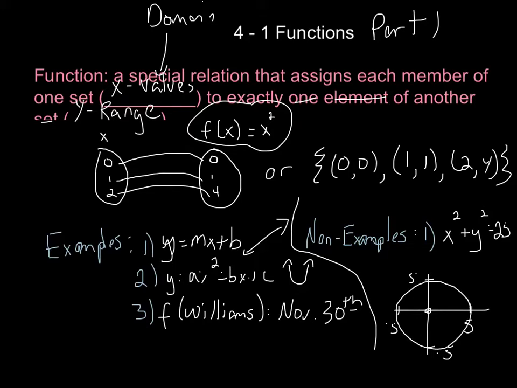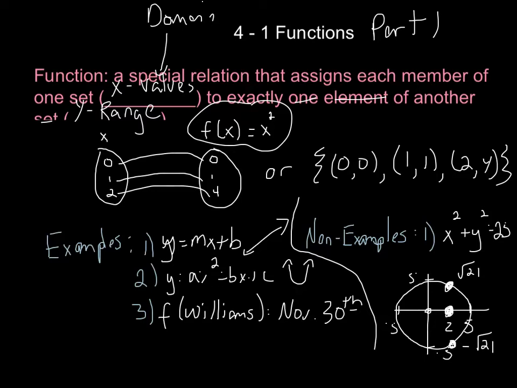That's not a function because take for instance this x value right here. Let's call it 2. It would get assigned to this y value, and that would be, let's see, 2 squared is 4, take away, that'd be the square root of 21. And it'd be assigned to this y value, which is negative square root of 21. So that x is a cheater. He's dating two different y's. Well, that means we don't have a function.